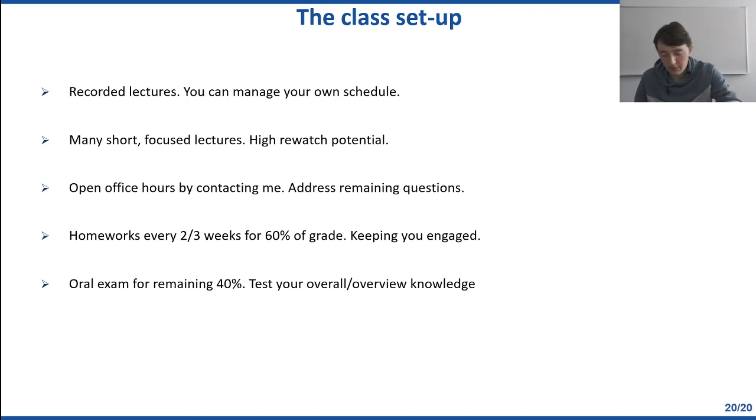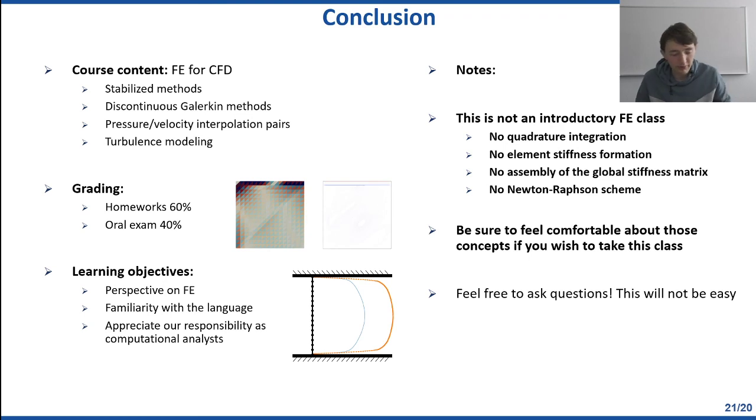Okay, that is, I think, my last slide, although I still have a conclusion here. So the course content: we're going to talk about finite elements for computational fluid dynamics. We're going to talk about stabilized methods, discontinuous Galerkin methods, pressure-velocity interpolation pairs, fine scale or turbulence modeling. The grading is 60% for the homeworks, 40% for the oral exams.